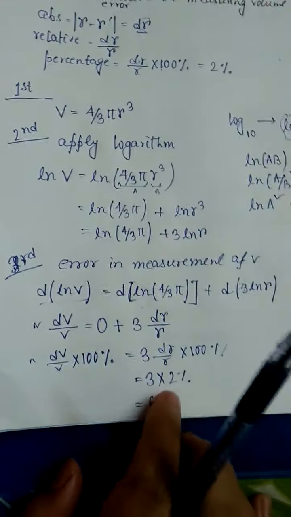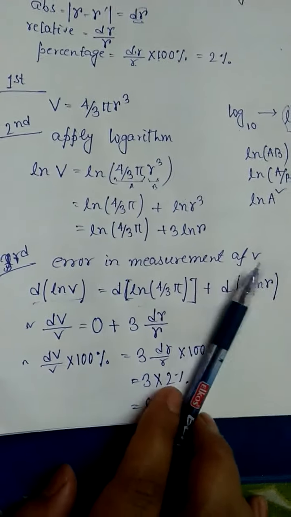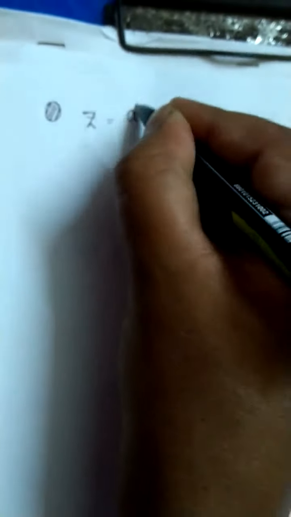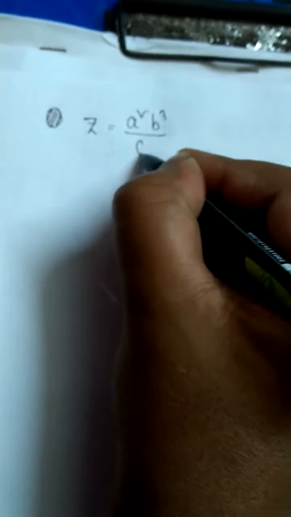So this is how you can calculate the error. I am giving you another example. Let's say an equation is given. What is the equation? Let's say the equation is given like this: z equal to a square b cube by c square. Let's say this is the equation given.